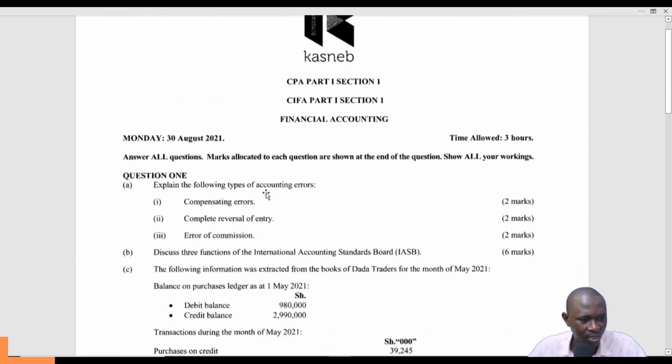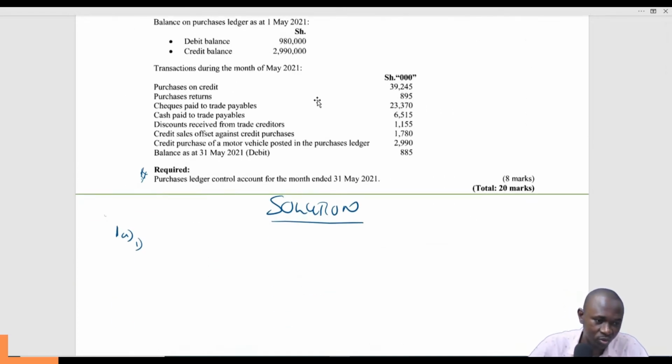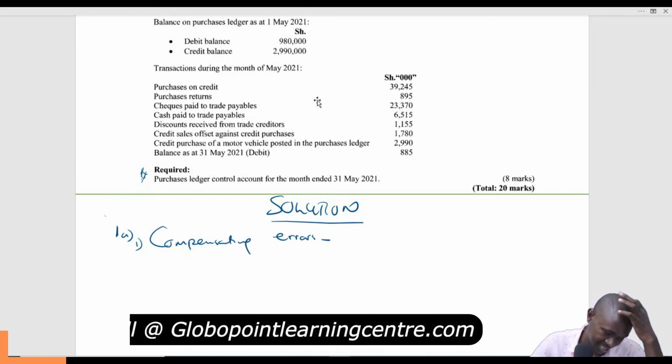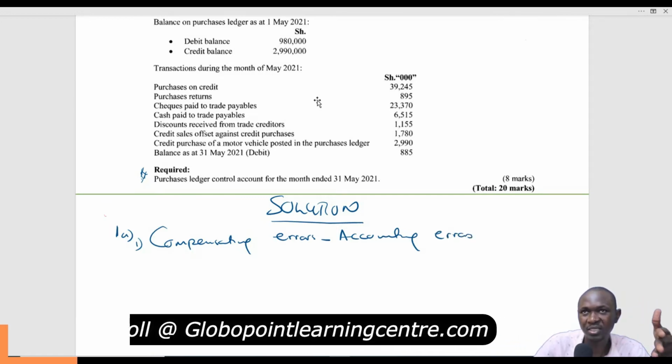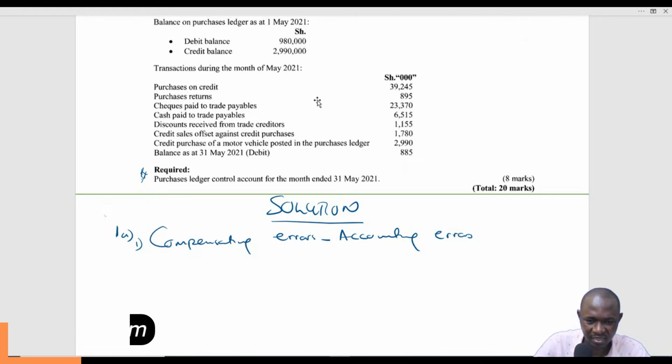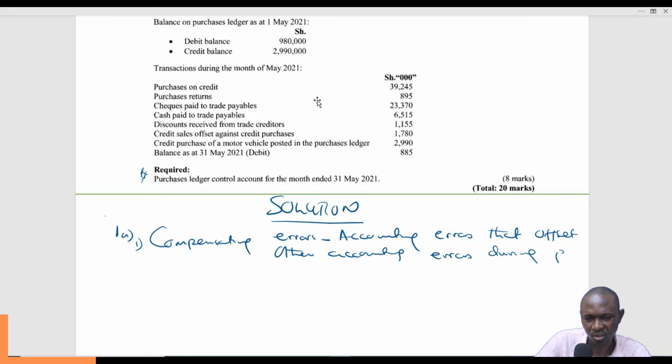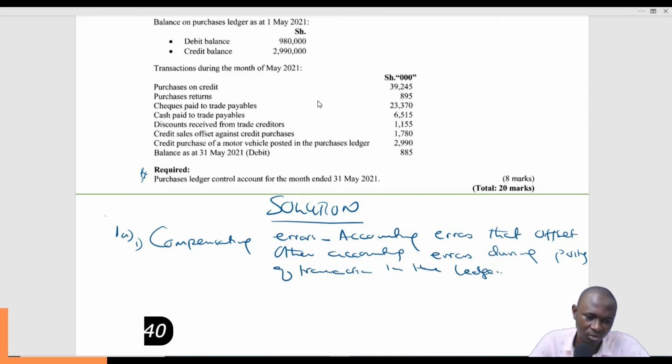1A section 1, compensating errors. So we are supposed to define what compensating errors are. Now, what are compensating errors? Compensating errors are, we'll simply say, accounting errors in the ledgers, when you are posting the ledgers, accounting errors that offset other accounting errors during the posting of transactions in the ledgers.